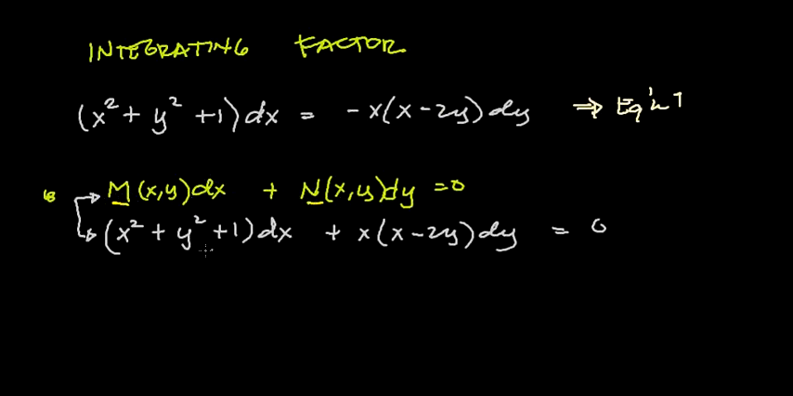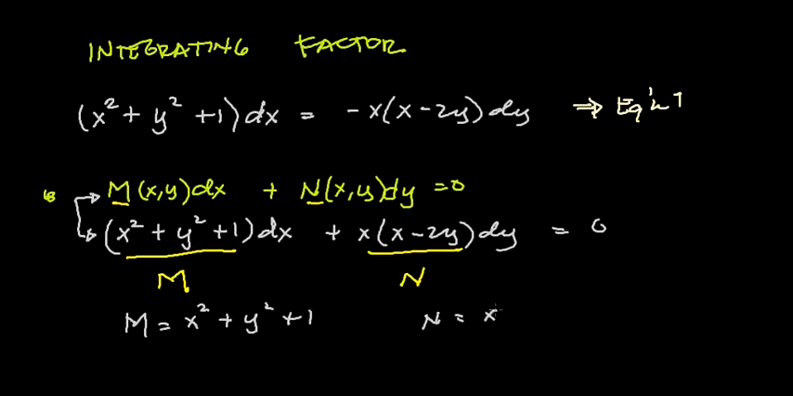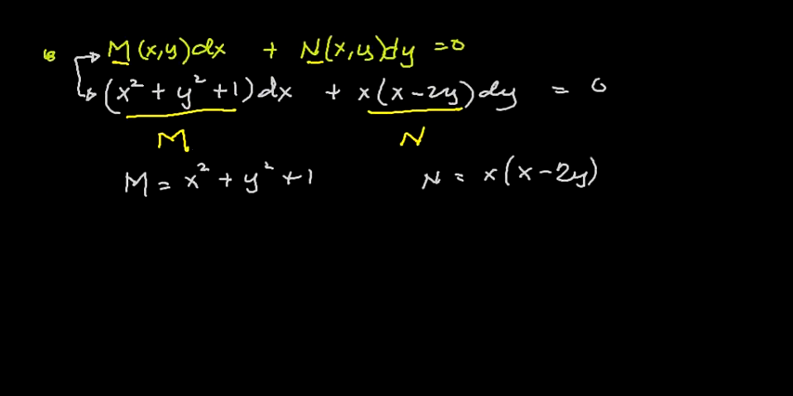Since this part is multiplied by dx, this is our M, and this part here is our N. I'm just doing the shortcut, but you can also write M is equal to x squared plus y squared plus 1, while N is equal to x times (x minus 2y). Let's evaluate if this is truly an exact or non-exact equation by doing our test, taking the partial derivative of M with respect to y by making x a constant.